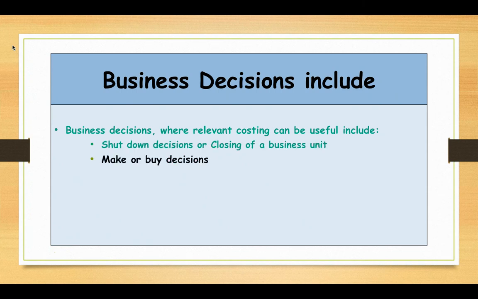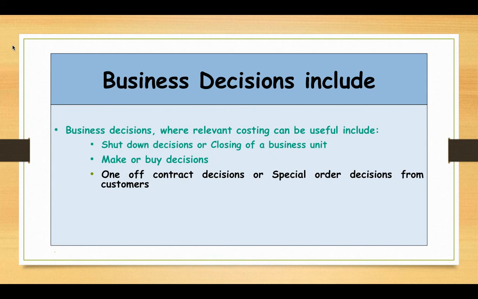The next business decision could be make or buy decision. So what they do is they need to compare the variable cost of making that particular product with the cost of buying, because we don't take fixed cost into account. As we all know, fixed cost is not relevant because we are going to incur that fixed cost anyway.